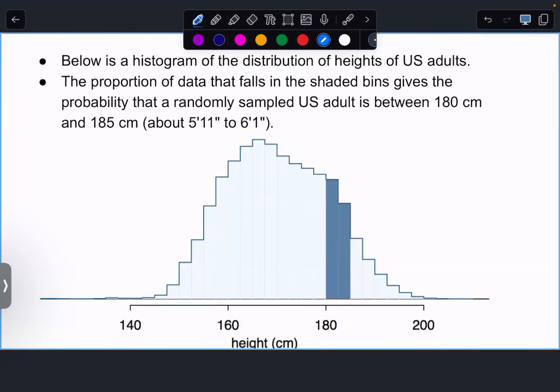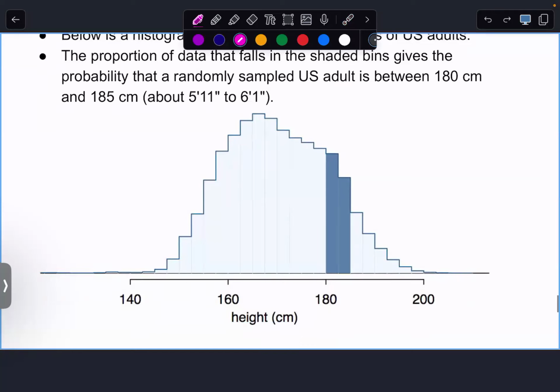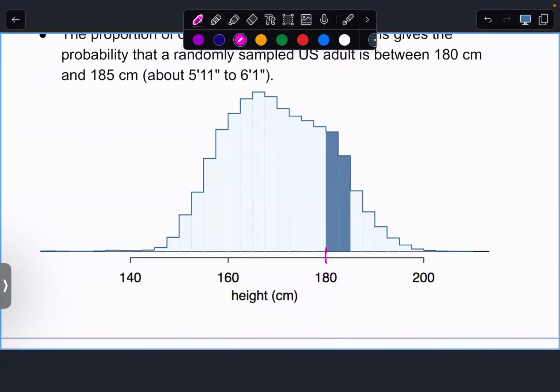And so if we look at the distribution of heights of US adults, then we could have this data. Let's pretend we have all this data, right? We have all US adults and we've made a histogram. And of course, there's kind of bins here. But if we had to find the proportion of data that falls in the shaded bins, that gives the probability that a randomly sampled US adult is between 180 centimeters, which is here, and 185 centimeters.